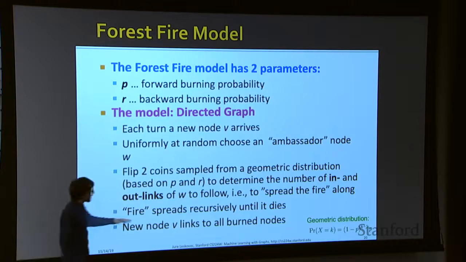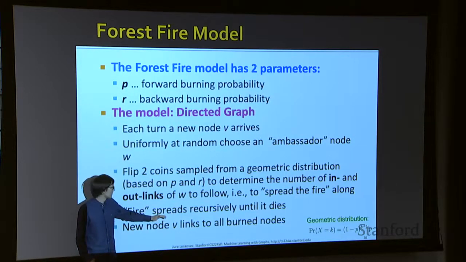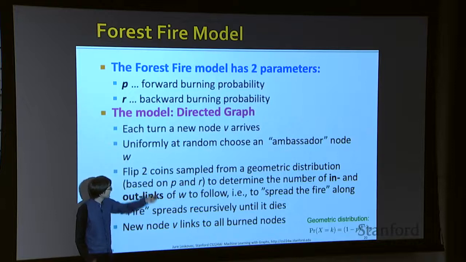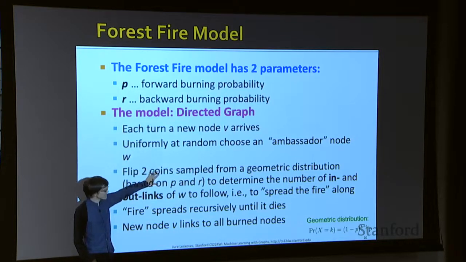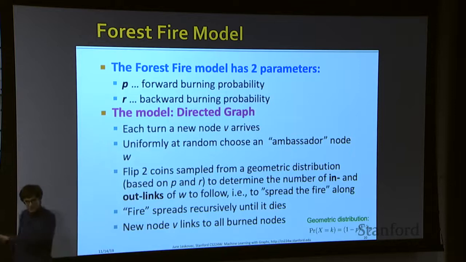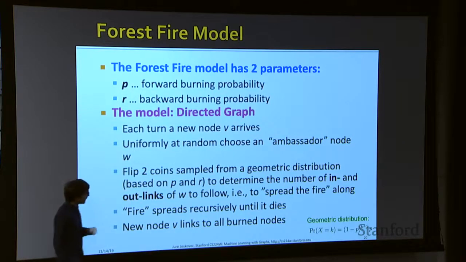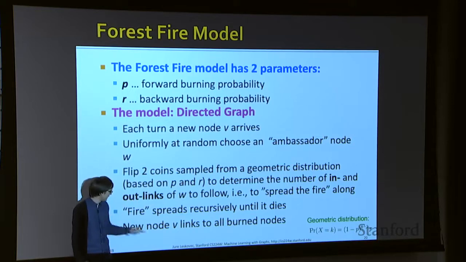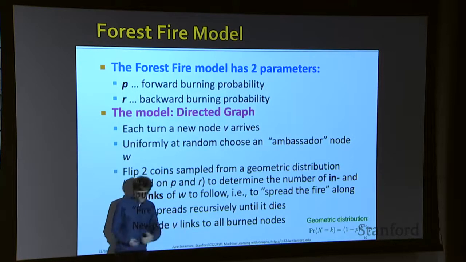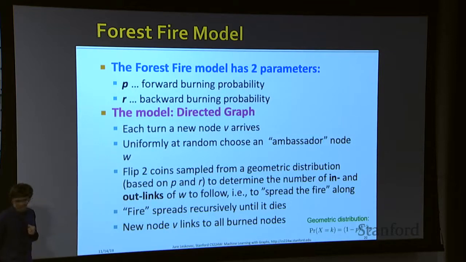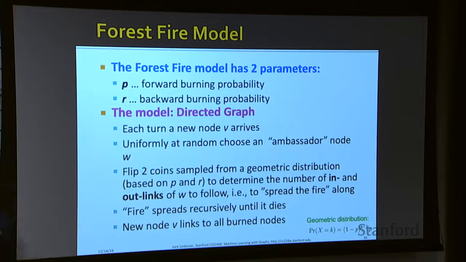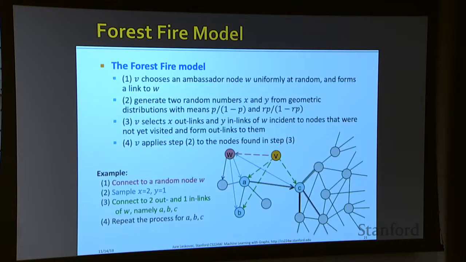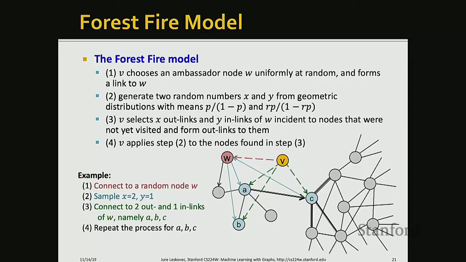And then the fire spreads recursively to those nodes. At each node where the fire spreads, we again flip the two coins to know how many out links to follow, how many in links to follow, and we continue this until the fire dies out, and then a new node V will link to all the burned nodes. And that's how this model will work. Okay, that's the idea. And as I showed before, here is the simulation of the model.